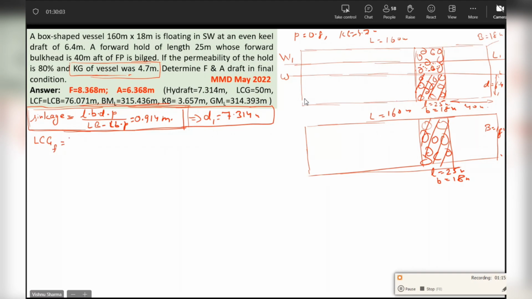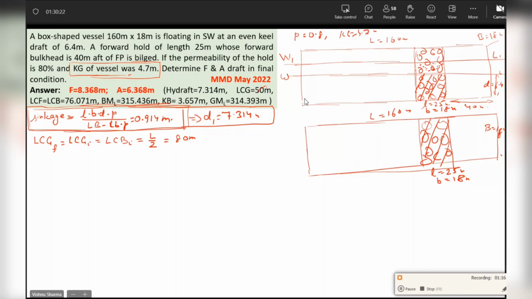This will be equal to LCG initial. This will be equal to LCB initial. This will be equal to L by 2. And this will be equal to 80 meters is the LCB. Yes, sir. The LCG final is 80 meters.